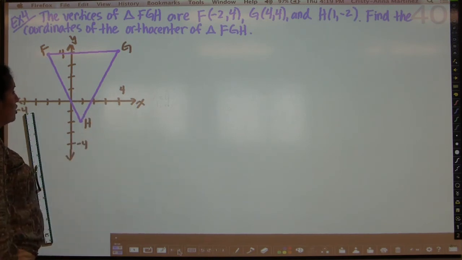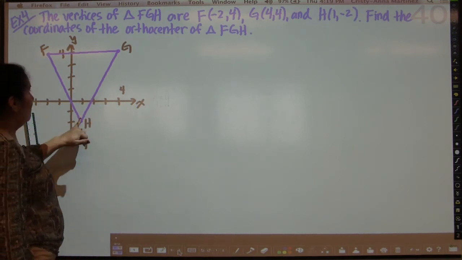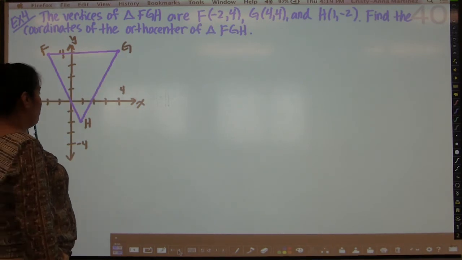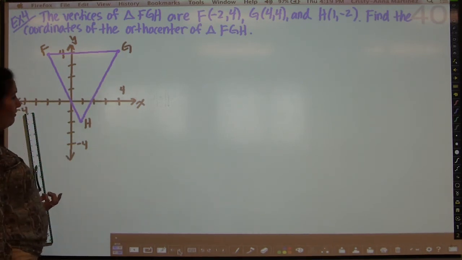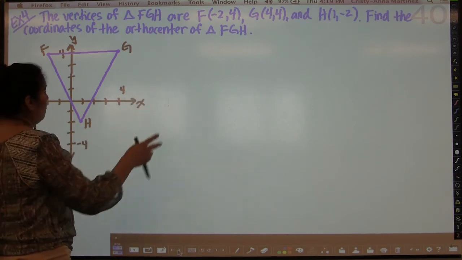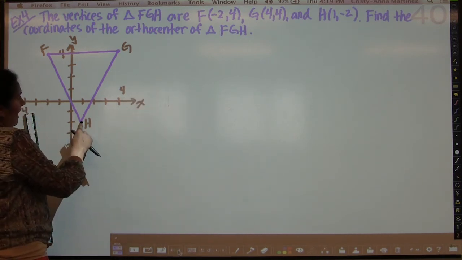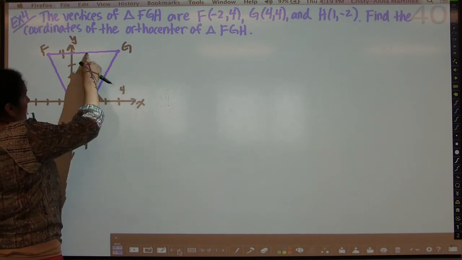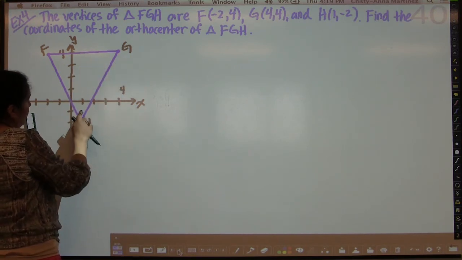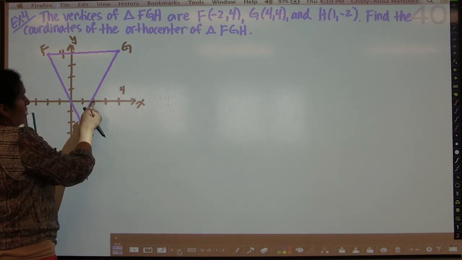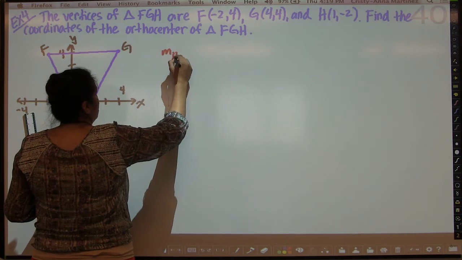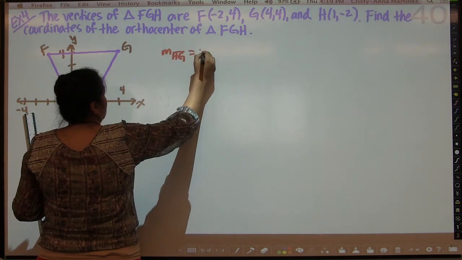So the first thing I want to do is find the slope of HG, and you can find the slope of HG very quickly by looking at your graph, or you can do the slope formula. But here's point H and here's point G, so how many units do I have to go up and how many units do I have to go over? It looks like I'm going up 2 over 1. So my slope for HG is actually 2.